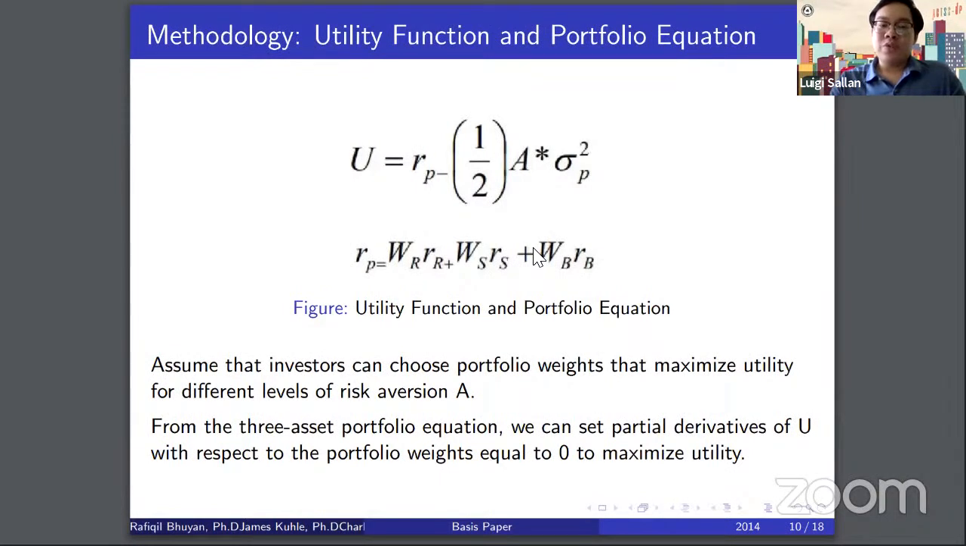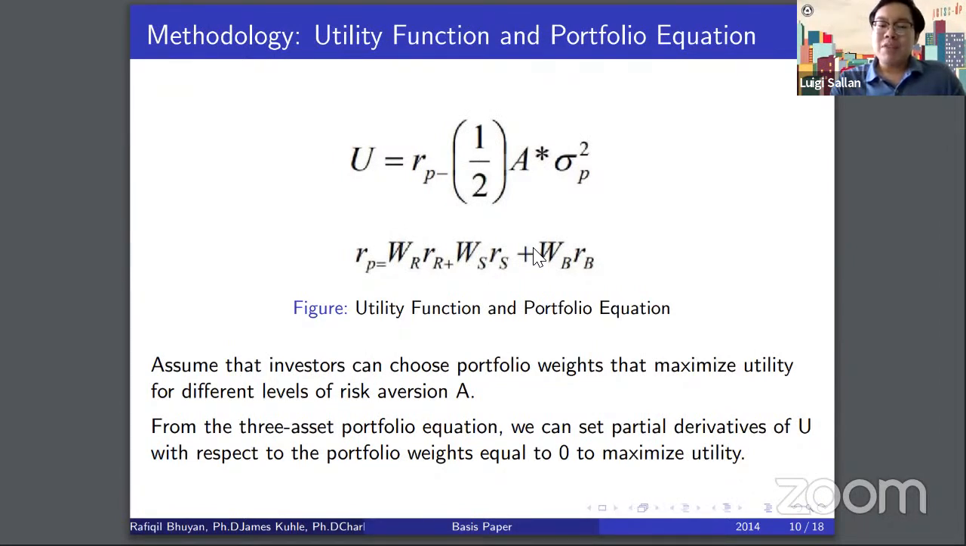So first, we assume that investors can choose portfolio weights that maximize the utility function for different levels of risk aversion A. So we have a utility function which essentially describes your level of satisfaction with your portfolio. Maximizing your utility function means that for a given level of risk, you are getting the best satisfaction, not necessarily the best reward, but you are receiving the best satisfaction for that particular portfolio.